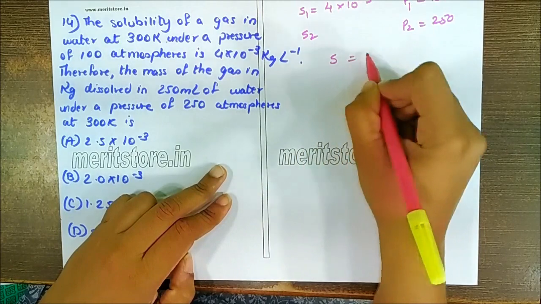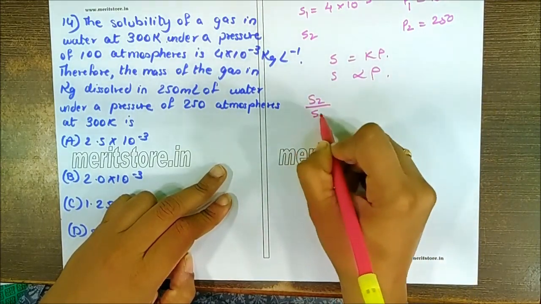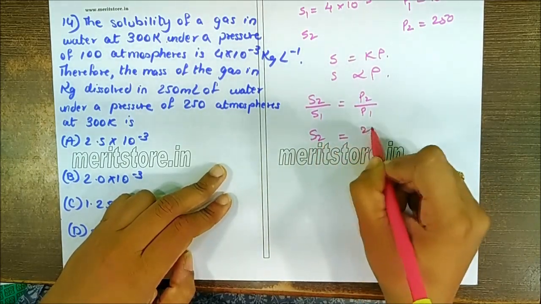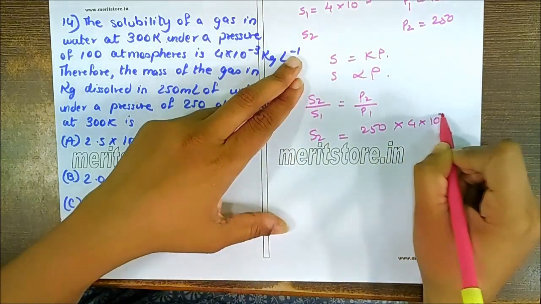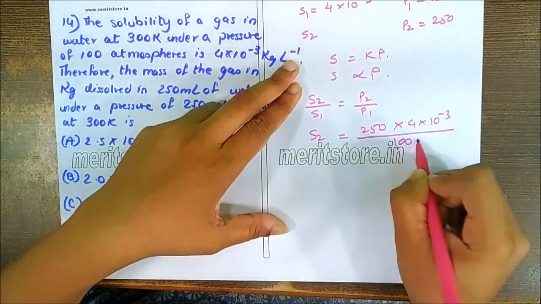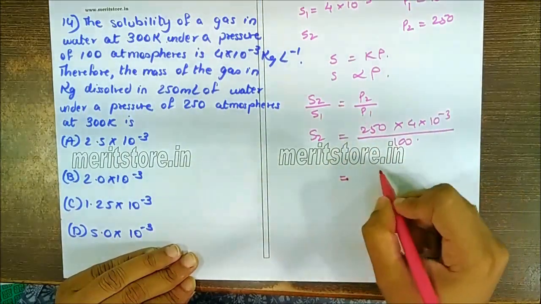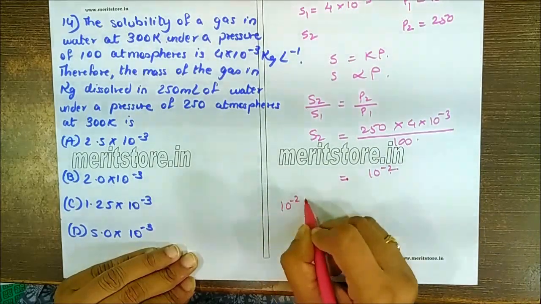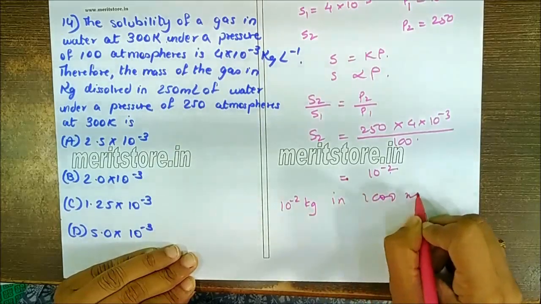So S is equal to K into P, that is, S is directly proportional to P. So S2 upon S1 is equal to P2 upon P1. So S2 is equal to 250 into S1, which is 4 into 10 raised to minus 3, upon 100. So S2 comes out to be, after calculation, 10 raised to minus 2. That means 10 raised to minus 2 kg will dissolve in 1000 ml of water.